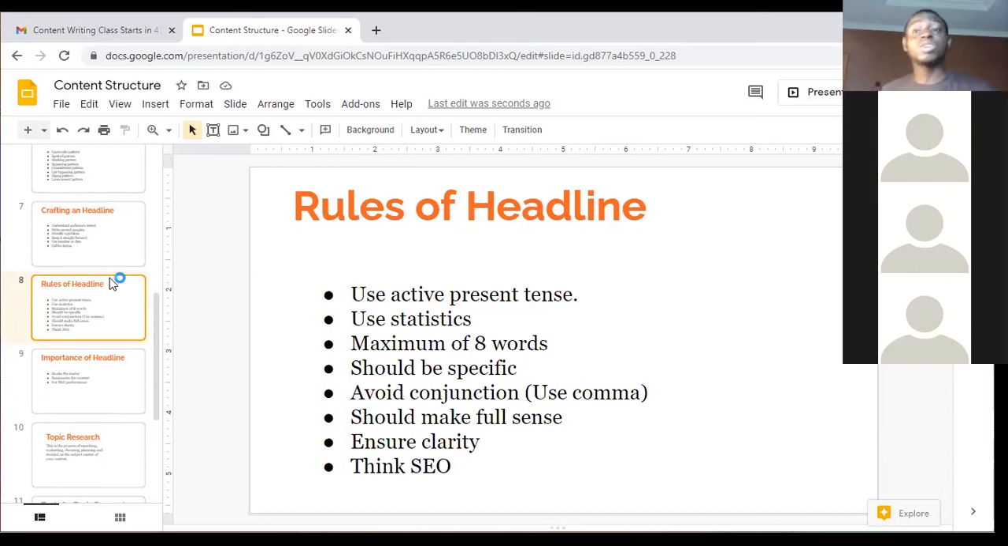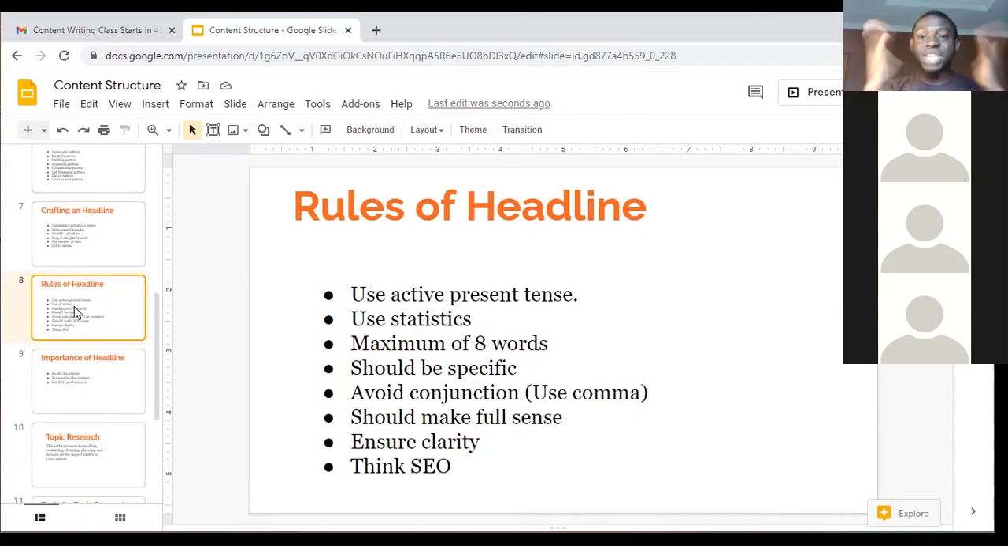Some people will recommend 10 though, but for me, I recommend 8 words because the fewer the words, the tighter or the more punchy the headline is, right? And of course, when you're optimizing your website, it will tell you if your headline is too long or too short. Yeah. Also, your headline should be specific. Don't write something really generic. Just go down to something that's super specific. Then avoid conjunctions. Rather, use a comma. Don't use and or no. Just use a comma to separate, right?